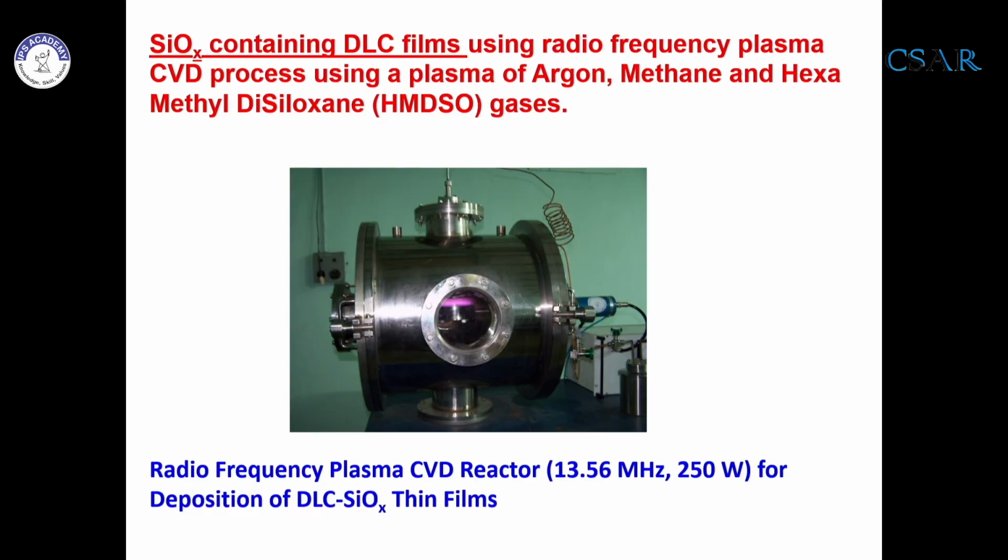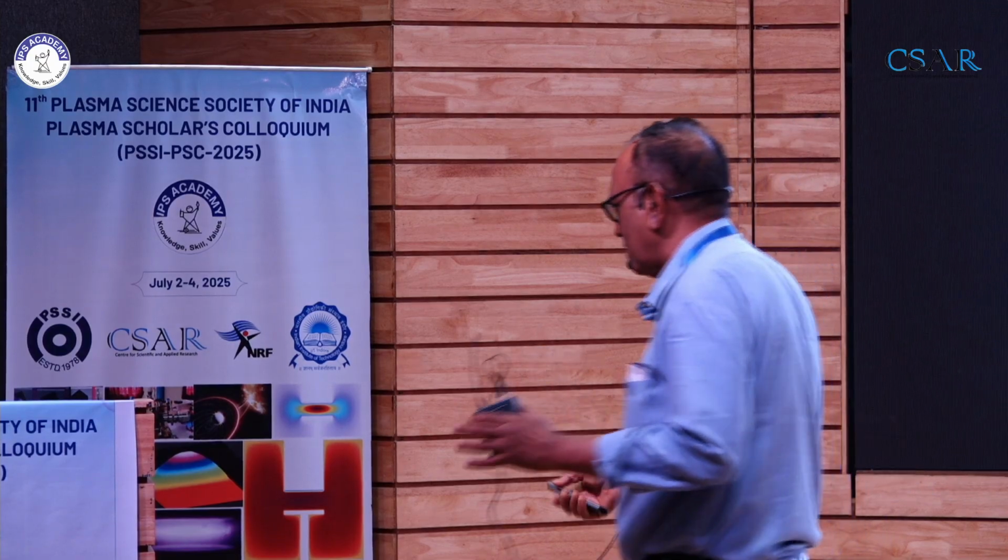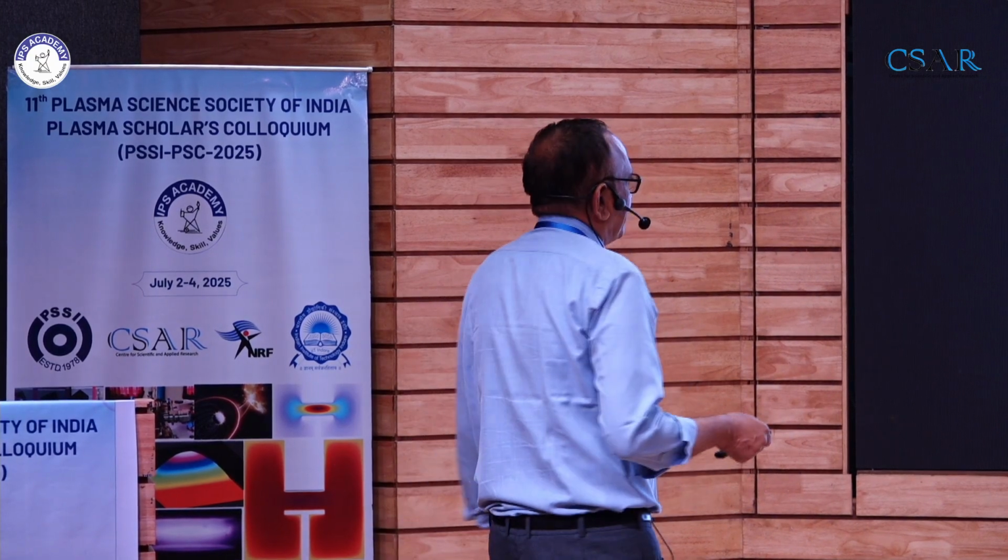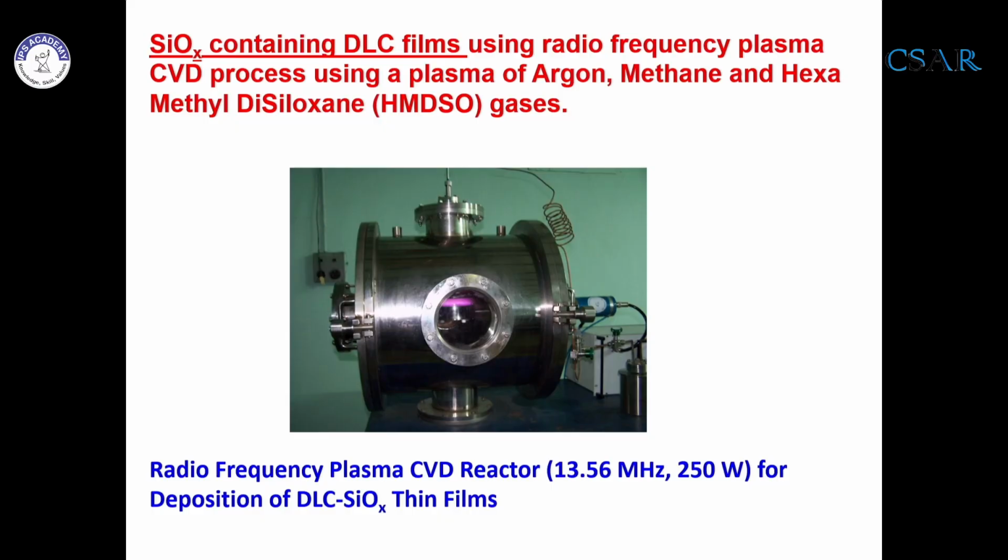We have worked on a very large number of RF sources, but because there is a student community, this is the one source that we developed some 20 years back in BARC, 13.56 MHz, 250 watt. We were not getting RF generators from abroad, so this was an indigenously developed RF generator by the electronics division, and we developed our own matching network. This was successfully used for making a large number of diamond-like carbon coatings, SiOx incorporated diamond-like carbon coatings, and we have worked on many oxide coatings and different kinds of coatings for various applications.